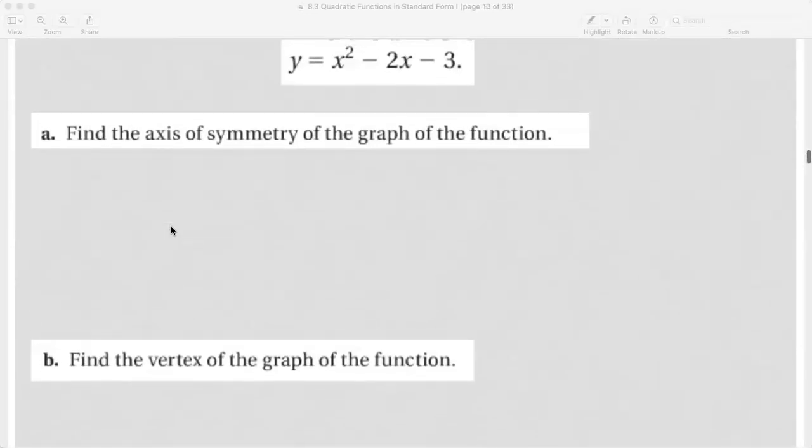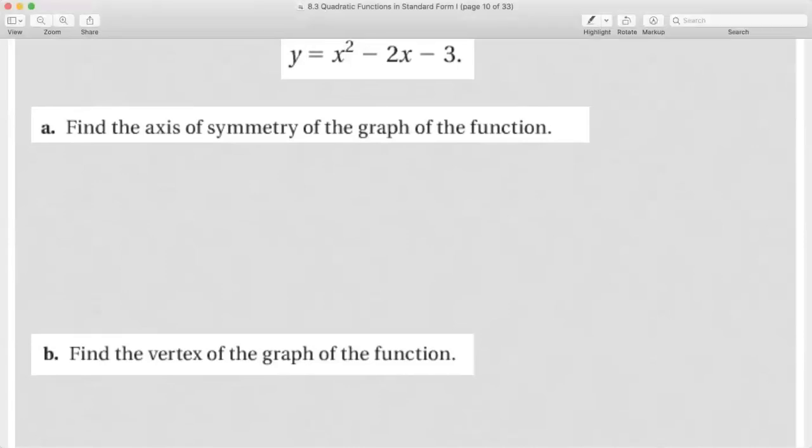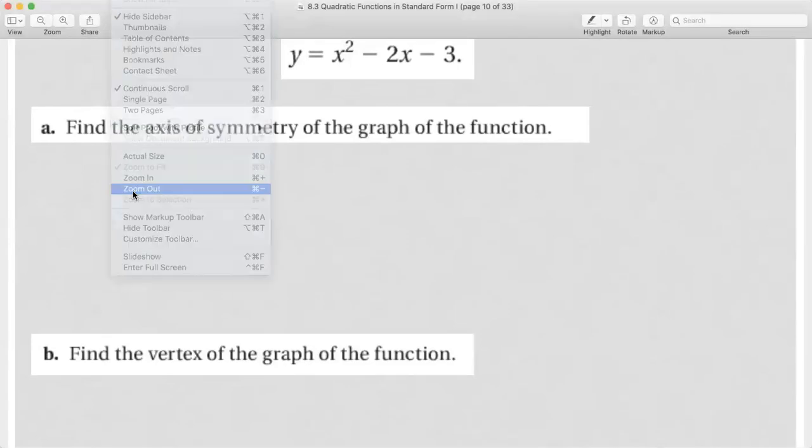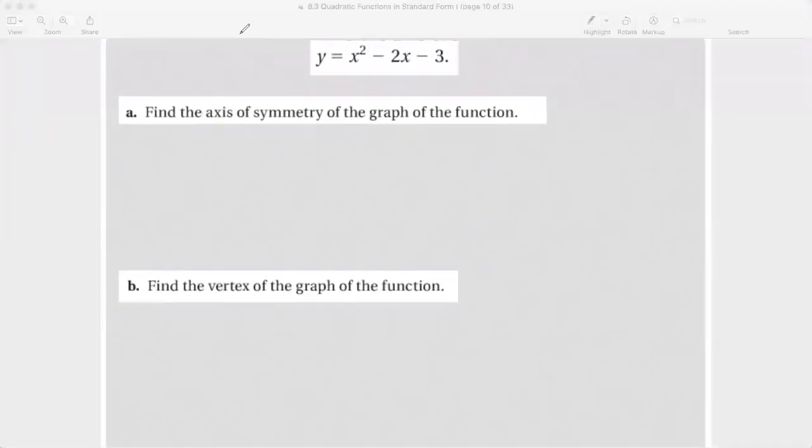All right, let me see. Let me make my screen view zoom out a little bit, just so I have more room to work. Okay, so this is the same thing. Find the axis of symmetry of the graph of the function. So that's going to be x equals -b/2a. So one thing is I always do write the formula to also prevent mistakes. And then I'm going to identify my a, b, and c. A is 1, b is -2, c is -3.